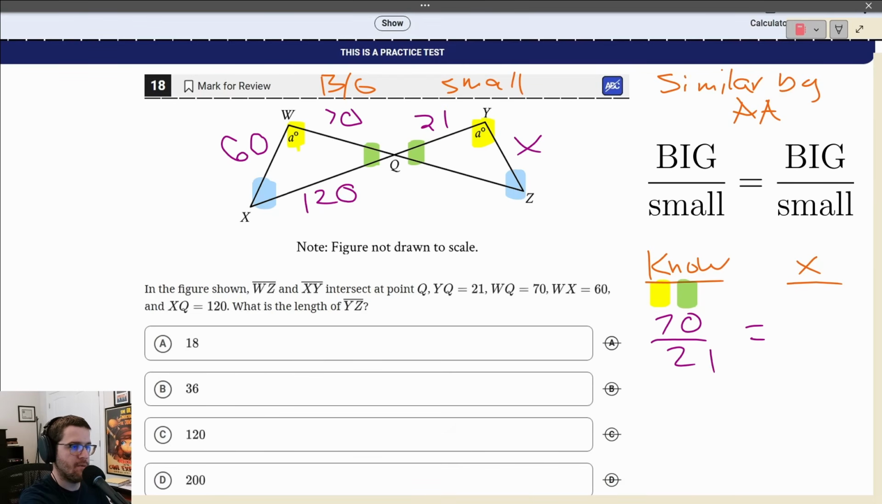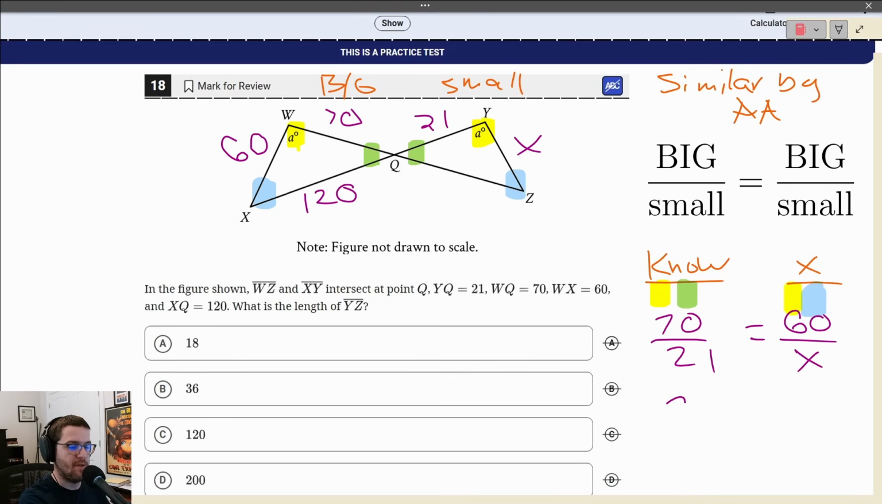And then to find the x, we'll do yellow, blue, because that's where the x is, right? And the big yellow blue is the 60. And the small yellow blue is in the small triangle. It's hard to tell from the picture, but as we talked about from the previous ratio, we figured out that 70 is bigger than 21, right? So all the corresponding sides in the triangle on the right are smaller. So we'll put x in the small.